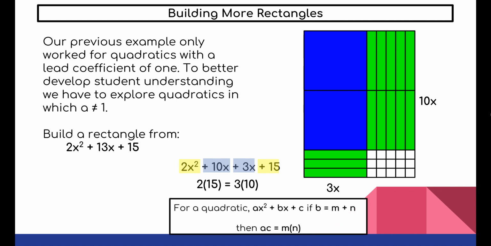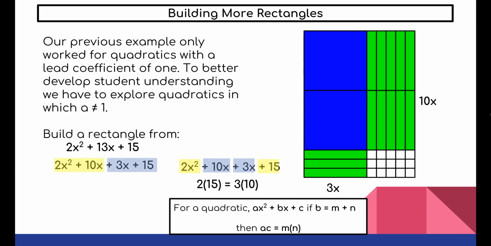We can now modify the rule that we had before and say that for a quadratic, ax squared plus bx plus c, if b is equal to the sum of m plus n, then actually it's not c equal to m times n. It's actually a times c equals m times n. And from here, we can introduce the idea of factoring by grouping.